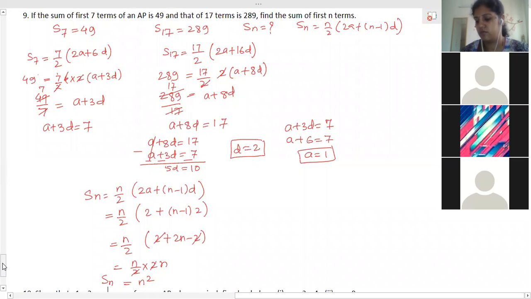Ma'am, can you explain the 10th question? For the 10th question, substitute the n values to get the AP first. Form the AP first by substituting the n values.